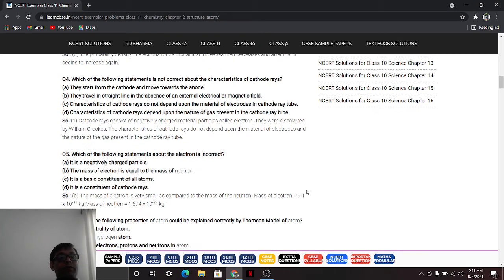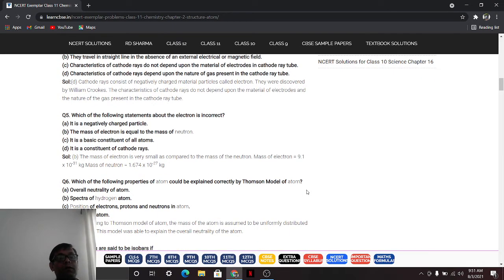Question number 6. Which of the following properties of an atom could be explained correctly by Thomson model of an atom? Overall neutrality of the atom; spectra of hydrogen atom. Overall neutrality of the atom is correct. According to Thomson model, the mass of the atom is assumed to be uniformly distributed over the atom. This model was able to explain the overall neutrality of the atom. Therefore, option A.